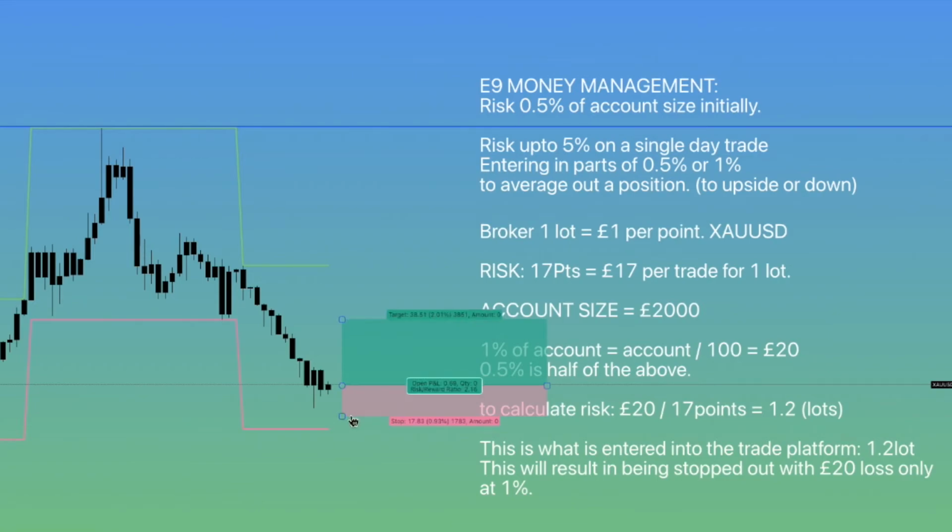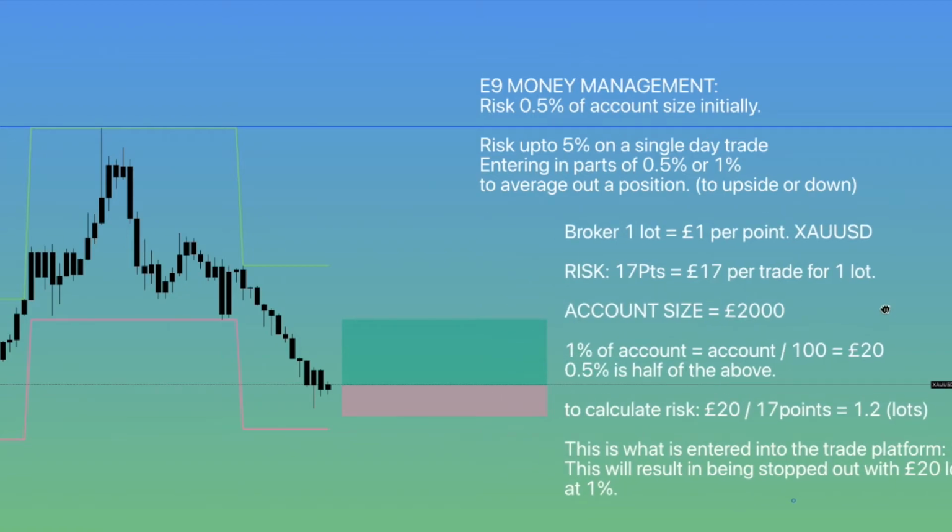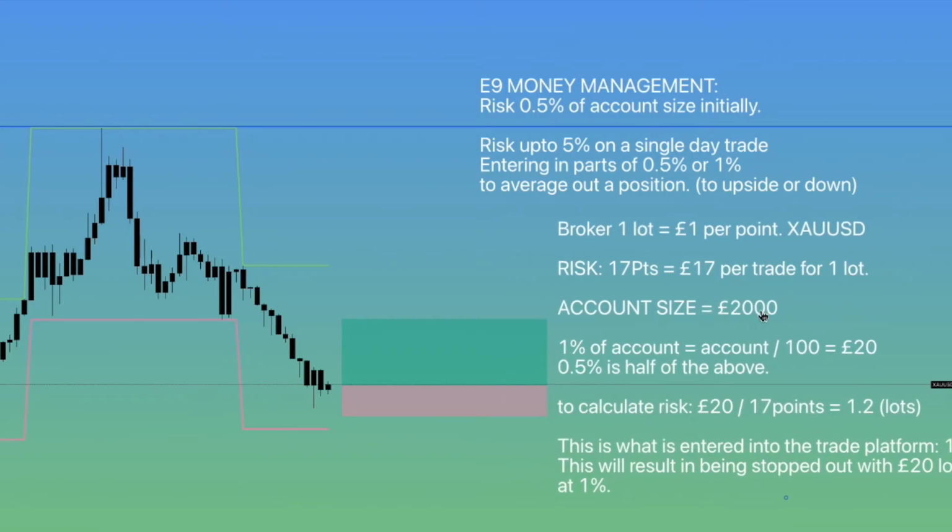So what we were doing is we were back here, we measured it, it was 17 points to the stop loss here. So if we were to open one lot, then we would be risking £17. Now, our account size, let's just say, is 2k. 1% of 2k is the account size divided by 100, and that's £20. You can do it very quickly by moving the decimal place 2 points to the left. 0.5% is half of the above, which is £10.